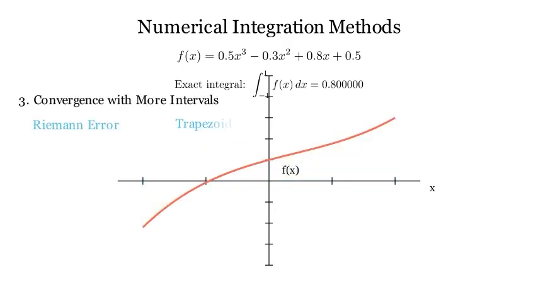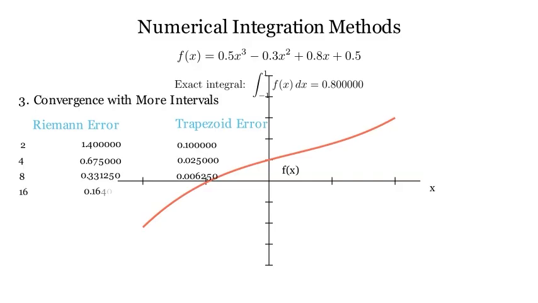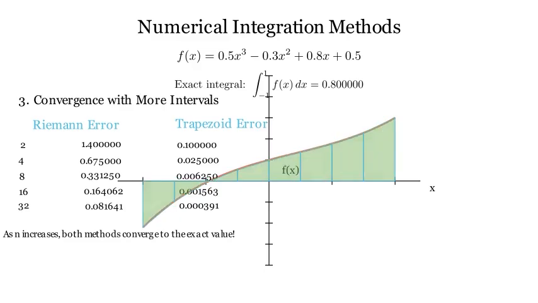To assert this point, we have performed the Riemann sum and the trapezoidal sum over a varied number of intervals, and the results are as follows. Clearly, when we are using 32 intervals, the error is much smaller in trapezoidal integration. But 32 points are quite a lot.